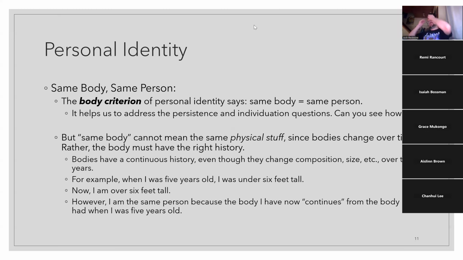And even the human body obviously changes. I'm not made of all of the exact same molecules that I was a decade ago or 2 decades ago. When I was 5 years old, I was short. Now I'm tall, right? But I'm the same person because the body that I have now has a history that I can trace back to the body that 5-year-old me had.